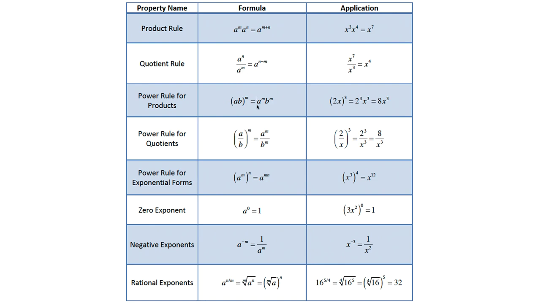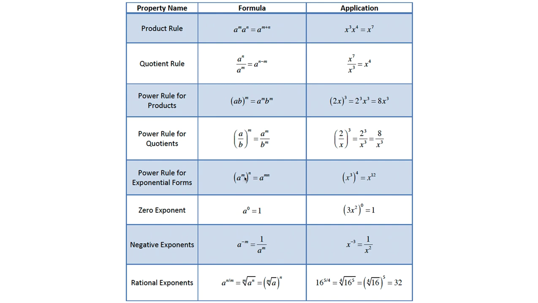Okay? How about a power rule for products? If I have a base that is a product, ab, being raised to the m power, I could break it into the product of the first base to the m power times the second base to the m power. If I've got a quotient, a over b, and I'm raising that to the m power, then I can take the quotient of the exponentials, a to the m divided by b to the m. Okay? Power rule for exponential forms.